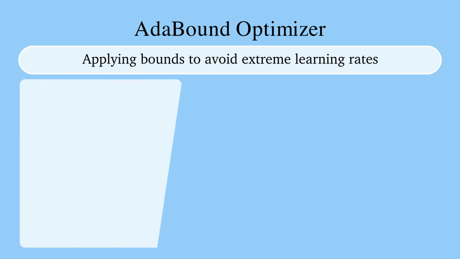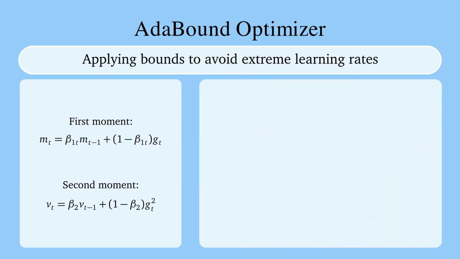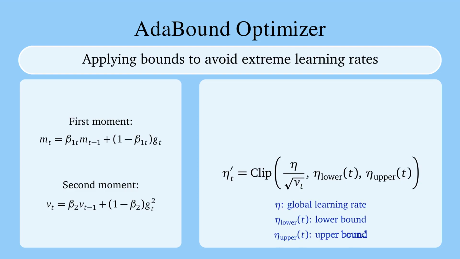Using the same estimates for first and second moments as in Adam, AdaBound computes an initial learning rate, which is scaling the global learning rate eta divided by the square root of the estimate of the second moment v sub t. Then AdaBound will clip this adjusted learning rate to ensure that it is within the lower and upper bounds indicated by eta lower and eta upper, which can be constant or could be a function of step t. After obtaining the bounded learning rate, which is shown here as eta prime, we rescale eta prime by dividing it by the square root of step t, and then we use this learning rate in the update equation.